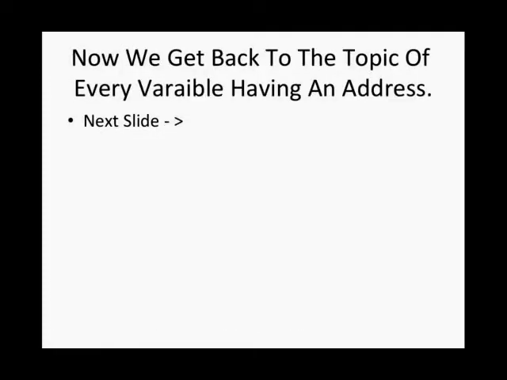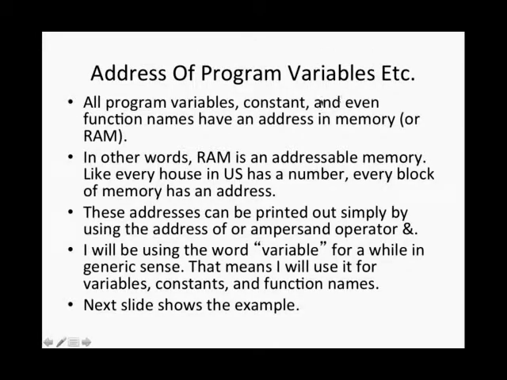Okay, so we get back to the topic of every variable having an address. All program variables, constants and even function names have address in memory. In other words, our RAM is an addressable memory. Like every house in the US has a number, every block of memory has an address. These addresses can be printed out simply by using the address of or ampersand operator. We will show that to you very shortly. And in this video, I'll be using the word variable in a generic sense. I'm going to be using it for variable, constant, and function names.